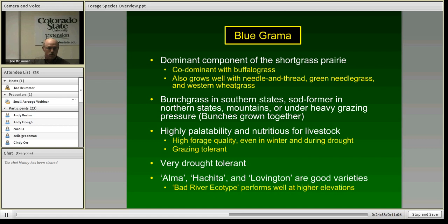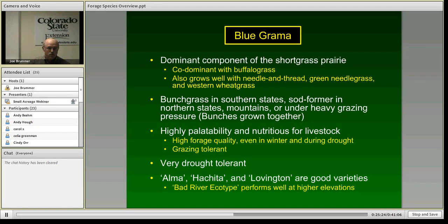Basically the bunches just kind of grow together over time, so it doesn't really have the rhizomes. Very palatable, nutritious feed. It's not as productive as some of the other ones that I talked about, again, because it's very drought tolerant and grows in that warmer part of the growing season. Again, very grazing tolerant. You take care of this at all, it's very difficult to graze this species out. Again, there's a number of different varieties out there. This Alma is a pretty good one for Colorado.